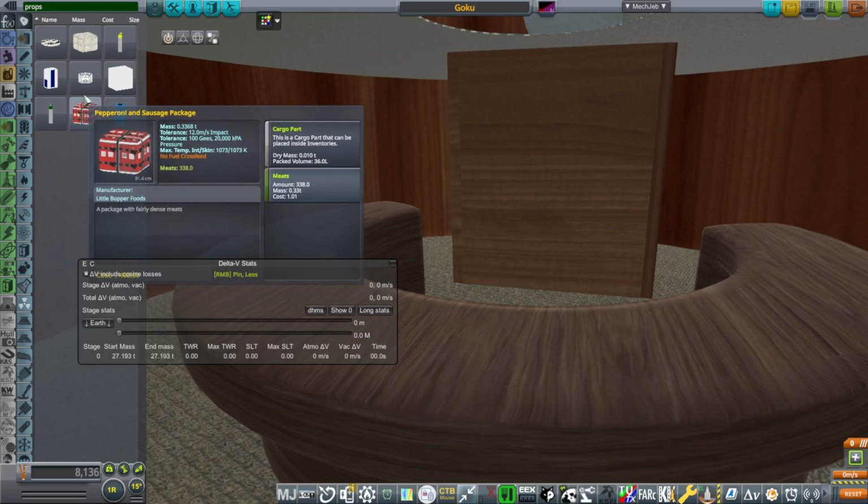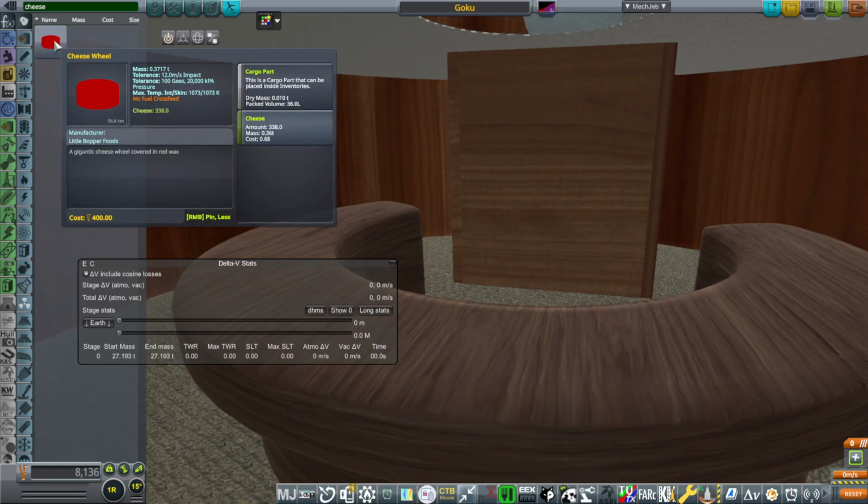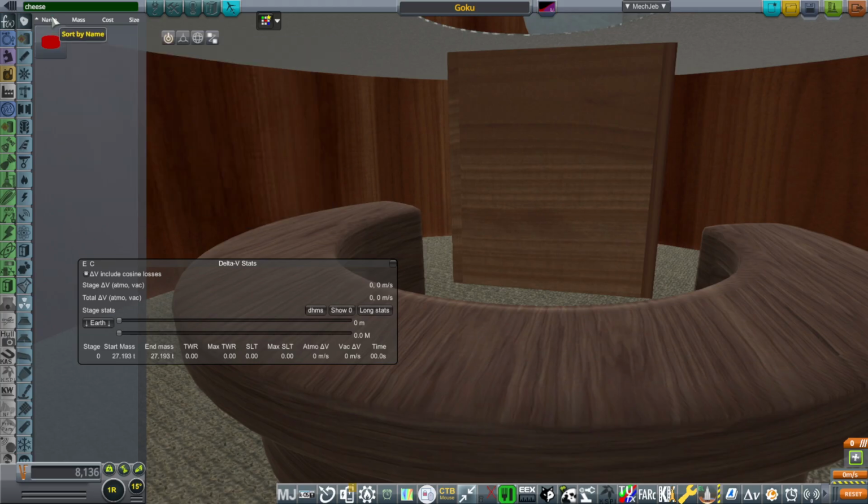I've got flour, I've got pepperoni and sausage, I've got the oven. Where's the cheese? There it is, cheese wheel. We got a big cheese wheel. All measured correctly, by the way. I got the density of cheese.